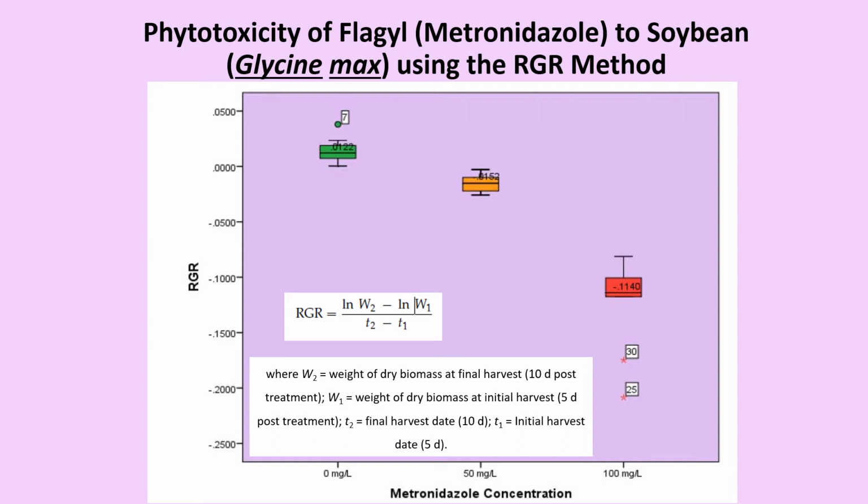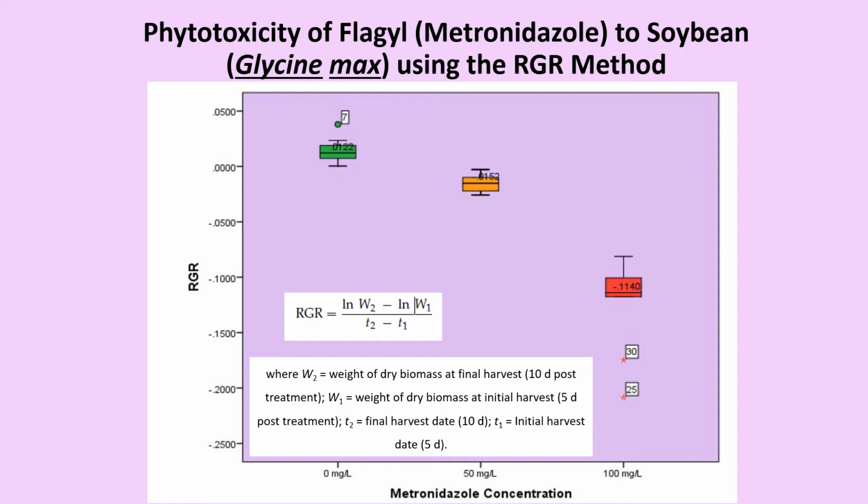The objective of this study was to determine the phytotoxicity of Flagyl or metronidazole to soybean plants using the relative growth rate method, or the RGR method. The purpose was to estimate the environmental risks posed by using untreated wastewater from pharmaceutical manufacturing companies as irrigation water for the cultivation of soybean.